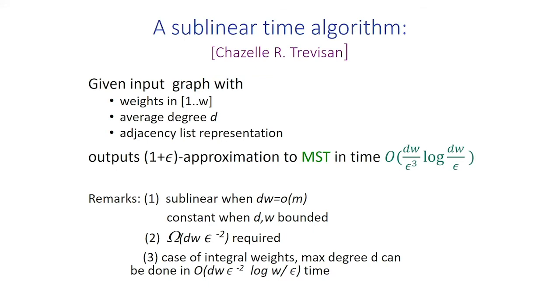I just want one word of caution. The weights are in 1 through W. So in some sense, what this is saying is the running time is bounded by the ratio of the max to min weight. For example, if you took the graph where you took sort of the transitive closure and you made the weight the shortest path distances, then you might have a huge ratio between the min and max weight. So I just want to caution you that it's not always the case that this is going to give you a great result. So, okay.